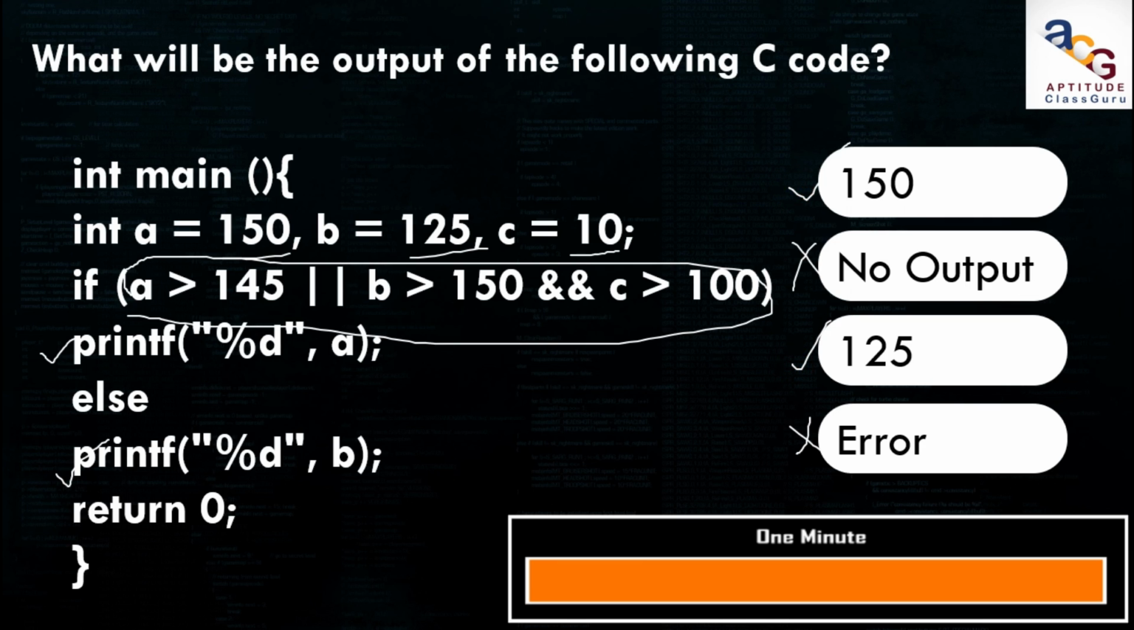What about this logic? A is greater than 145. Is it true or not? Yes, it's true, so it will result in the value true. Or B is greater than 150. Is B greater than 150? No, so it returns false. Logical AND, C is greater than 100. Is it right? No, it's false.